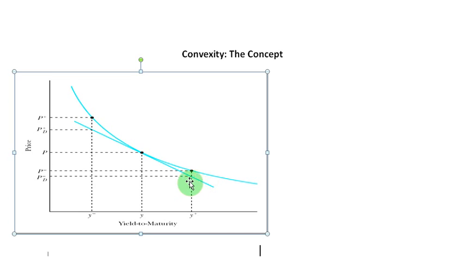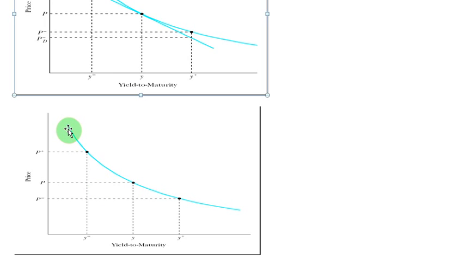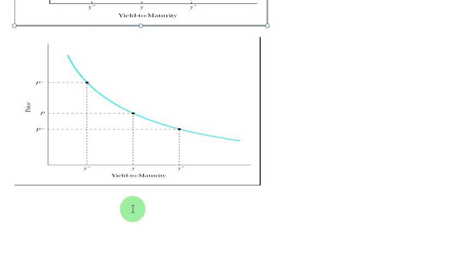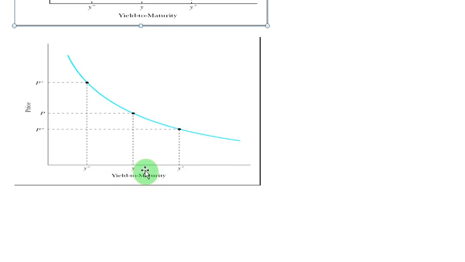Now let us clean up this graph a little bit. Let us get rid of this straight downward sloping line, and let us only have in the graph the curved line which is convex in shape. What you should observe from this second graph here is that we are allowing the yield to change towards the negative side by a given amount, this amount here, and then we are going to allow the yield to change to the positive side by the same magnitude, and then we are going to study how the price of the bond is responding to these changes in yield.